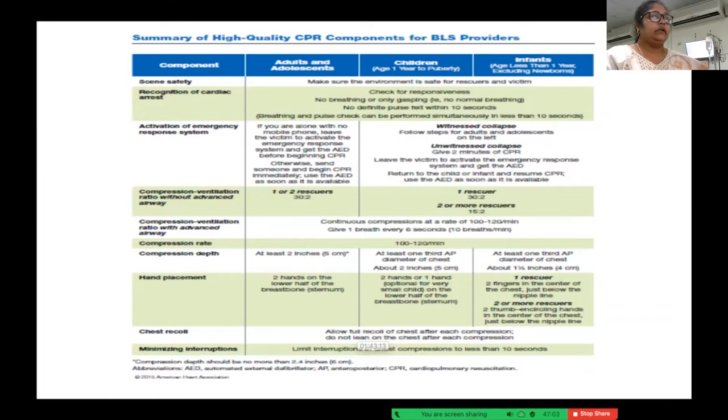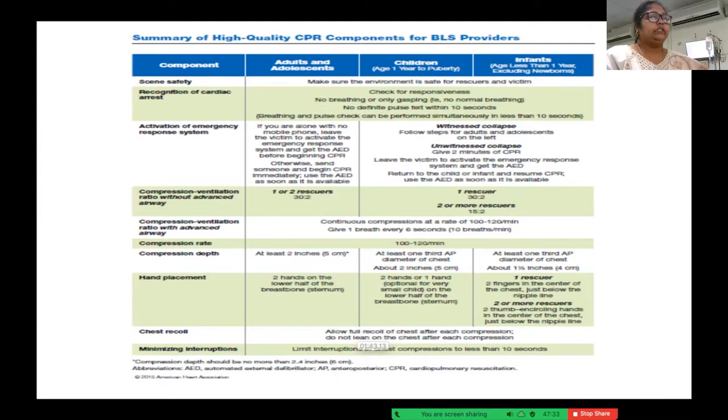Compression ventilation ratios differ in adults, children, and infants. In adults, it's always 30:2. But in children, we have to add more breaths per minute, so it becomes 15:2. The number of breaths that you give is the same. We have to give one breath every 6 seconds in everybody. And the rate of 100 to 120 is also the same. But the compression depth differs. In adults it is 5 cm, in children it is 2 inches or below 5 cm, and 4 cm in infants.